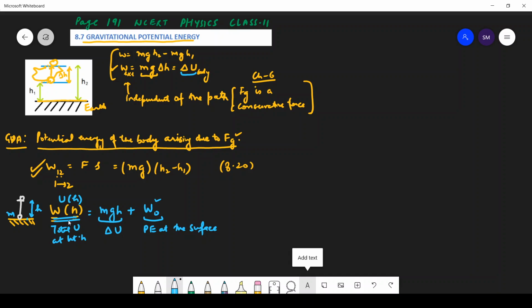So the potential energy at height h, or the work done in taking the body from the surface of the Earth to height h, is equal to mgh, the change in potential energy, plus the potential energy at the surface. This W naught is of course constant. Potential energy at the surface is constant.